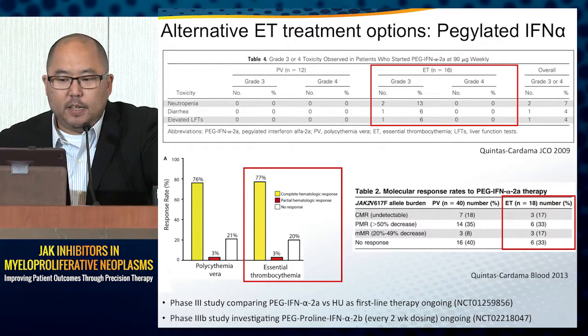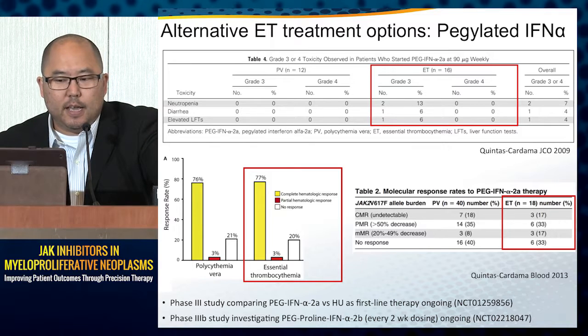Here in this study, you can see that there were a smattering of patients who had grade 3 toxicities, including neutropenia, diarrhea, or elevated LFTs. A practical issue also is access to pegylated interferon. For some patients, insurance coverage can be problematic. But certainly in a specific subset of patients, it's reasonable to consider interferon.